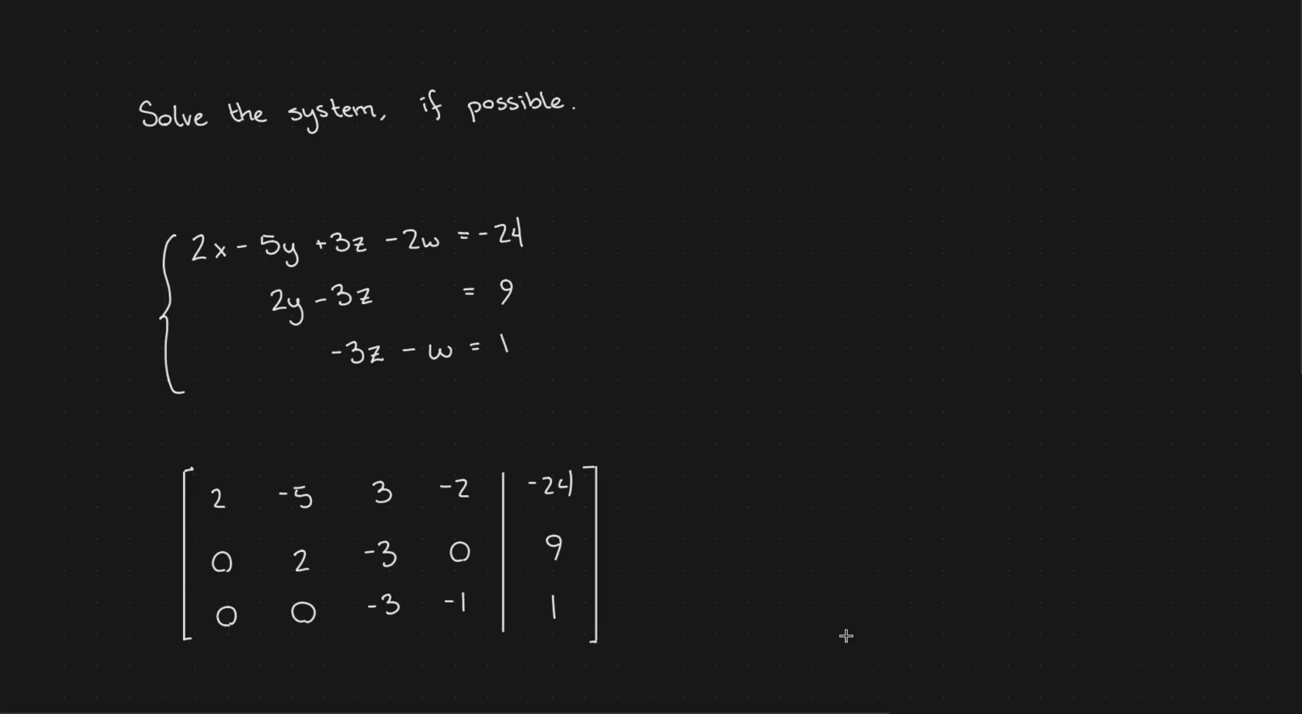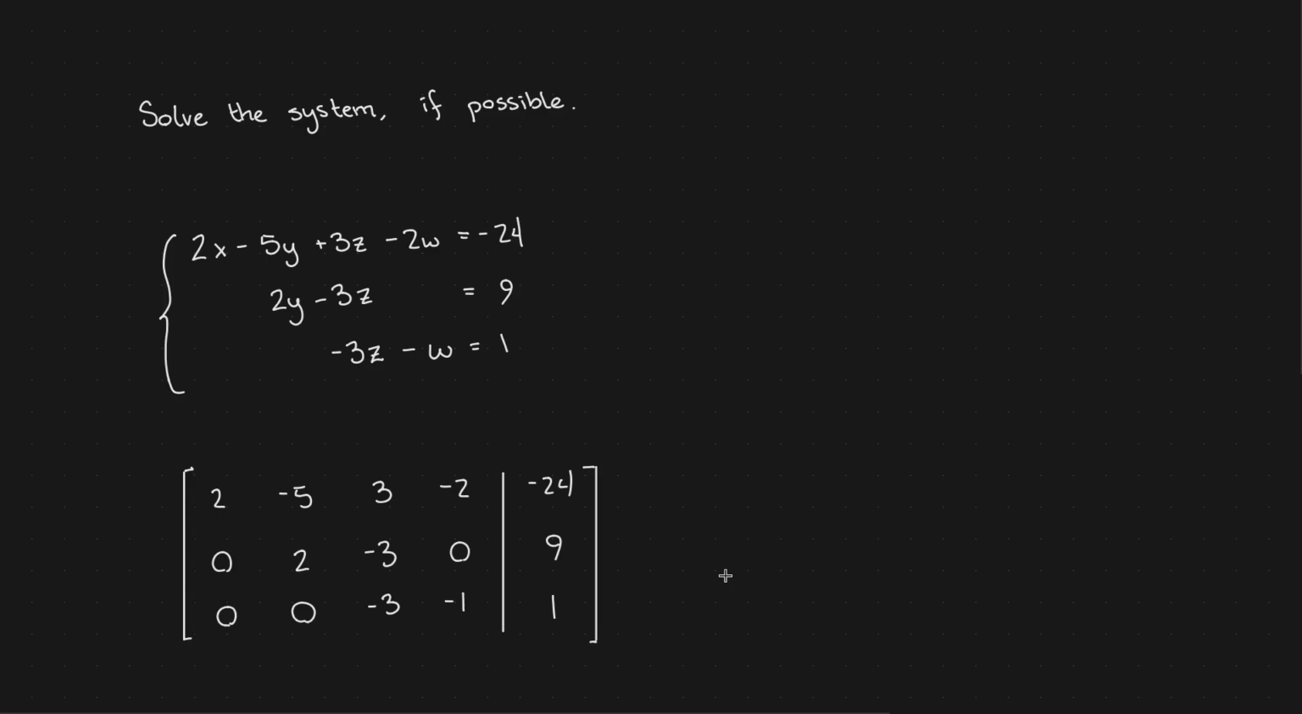So we notice something very nice right away. We already are in row echelon form. We've got that stair-step pattern. So what we can do then is right away, we should be able to notice how many solutions we have to this system of equations.